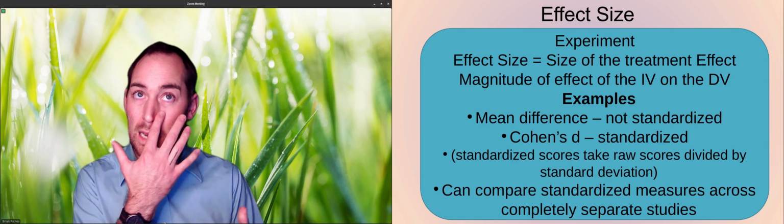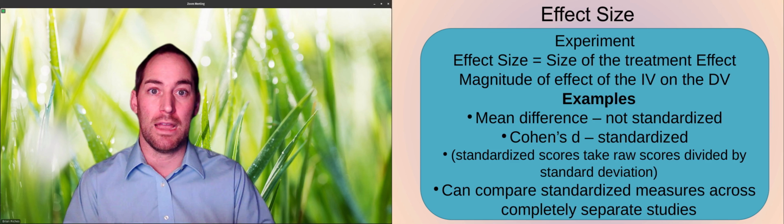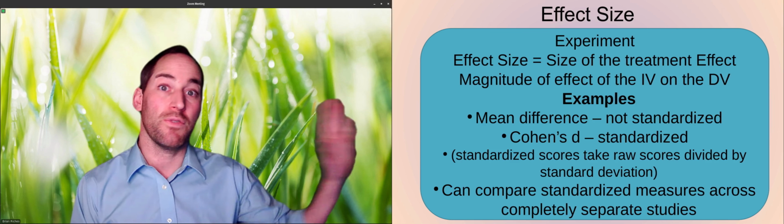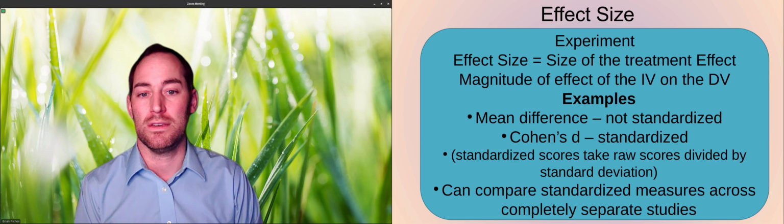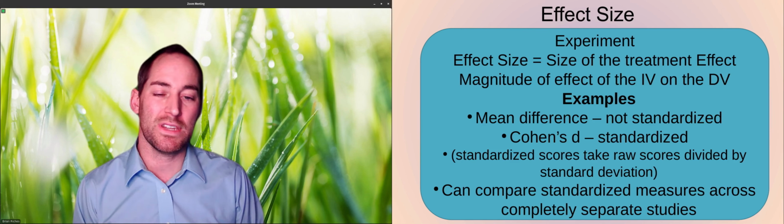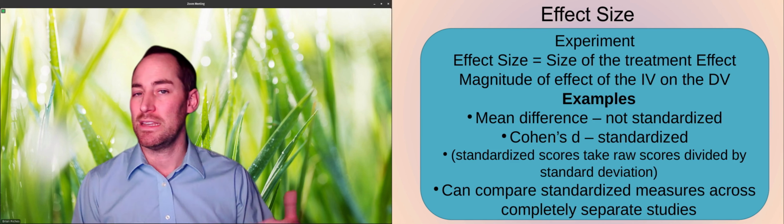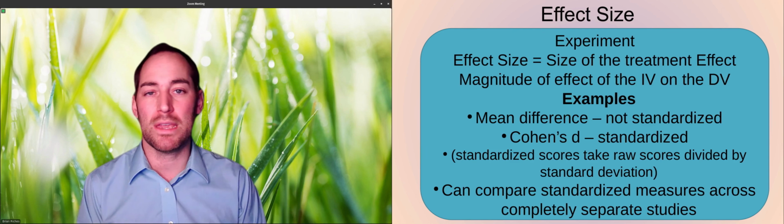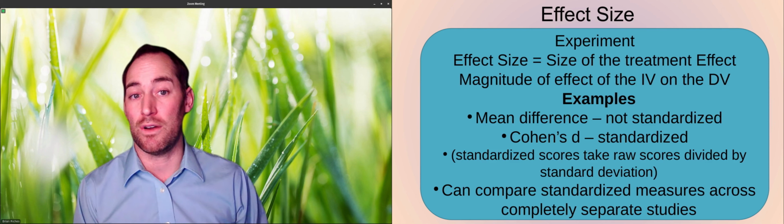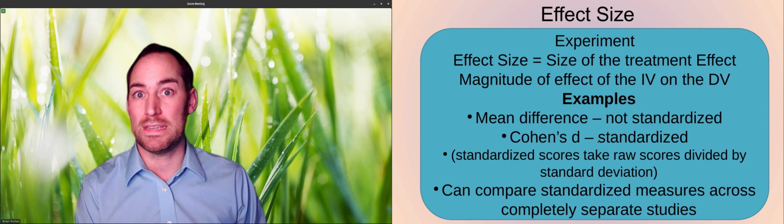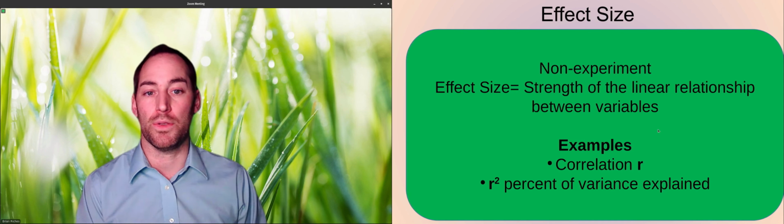So if I do a study of purpose in life here today, and someone else does it 4 years from now, they can compare their result to my effect size. Because those samples that got that mean difference are going to be different, right? So it might give you some idea, but it's not as useful as the effect size that's standardized. So Cohen's d is what you want to use to compare multiple studies.